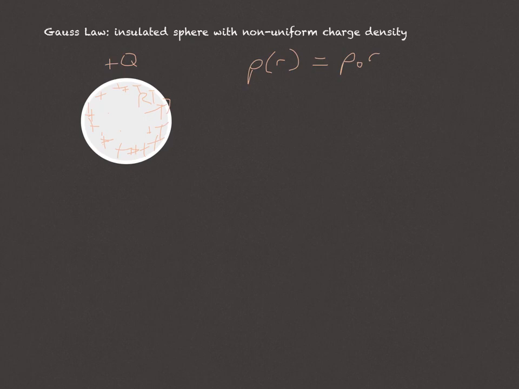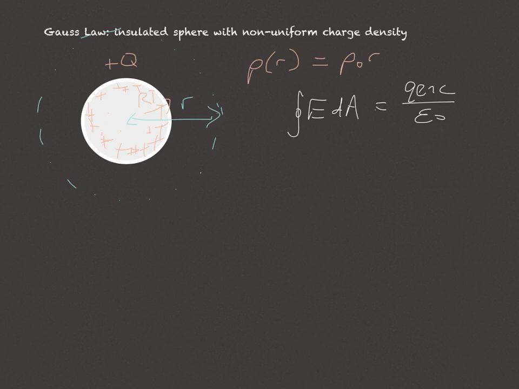Let's look at what the electric field would be at a distance r away from the center. A Gaussian surface goes around the sphere. Write out Gauss's law. And the area of our Gaussian surface is going to be 4 pi little r squared.